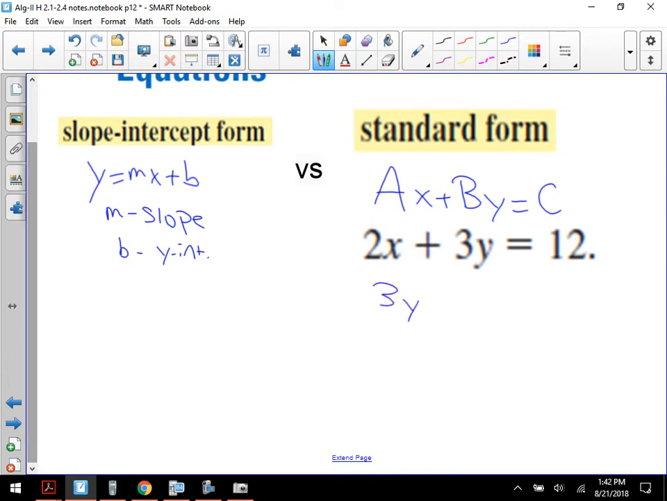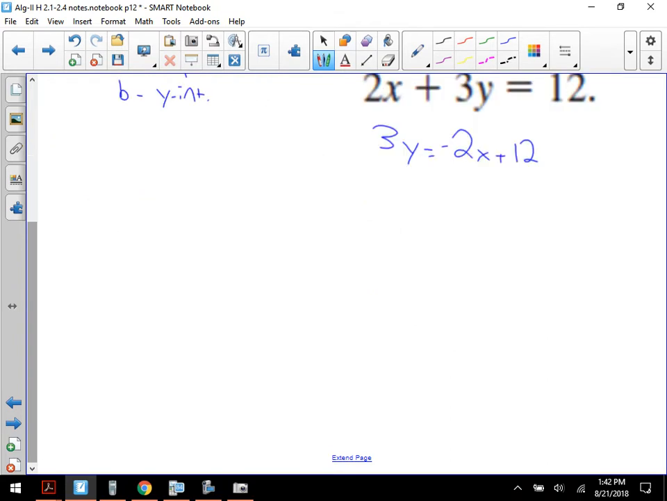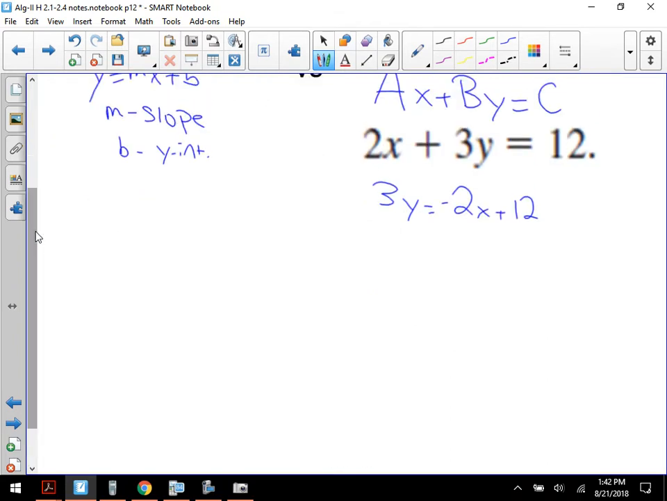Okay, so you get 3y equals negative 2x plus 12, and then what? Divide by 3. Good. Don't forget to divide everything by 3. A lot of times people forget that last part. If you did this before, that was probably the one thing you guys messed up. So you get slope-intercept form of y equals negative 2/3 x plus 4.